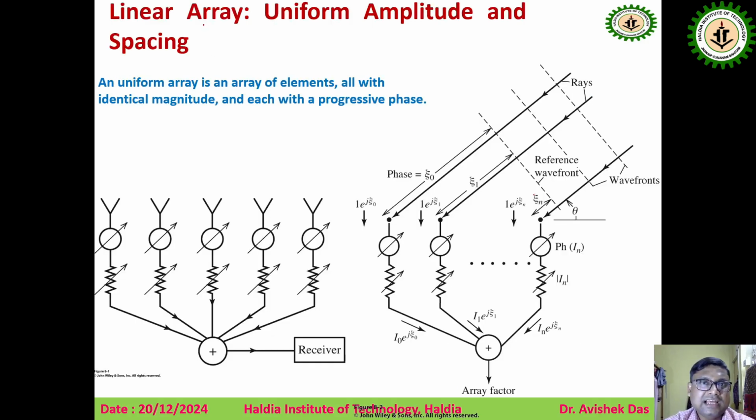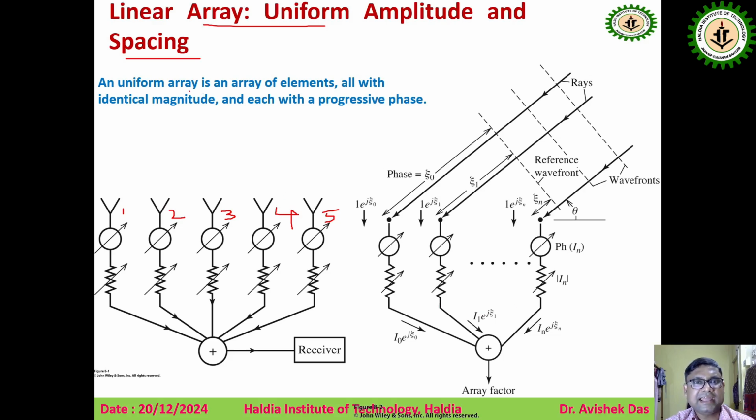So this one is the linear array. Here the uniform amplitude and the uniform spacing. So this is the figure. Here the antenna 1, this one is the antenna 2, this one is the antenna 3, this one is the antenna 4, similarly this one is the 5. So here look, each antenna is placed linearly and it forms the linear antenna array. Okay, so this is one example of the linear antenna array.